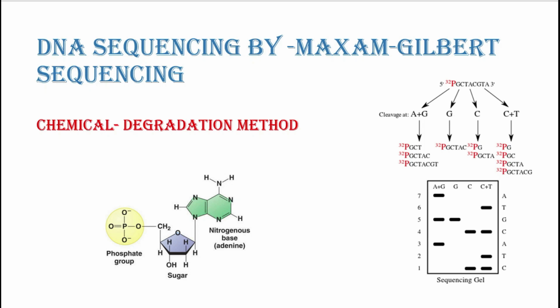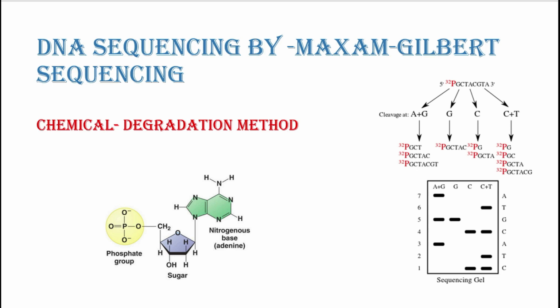Everyone, in this video we will be discussing one of the sequencing methods, that is Maxam-Gilbert sequencing. This sequencing method is also known as the chemical degradation method because the nucleotides which we want to sequence are degraded by certain chemicals at certain bases. In particular bases they are degraded, and the bases which are degraded are chemically modified. So let us see what the reagents required for this reaction are.